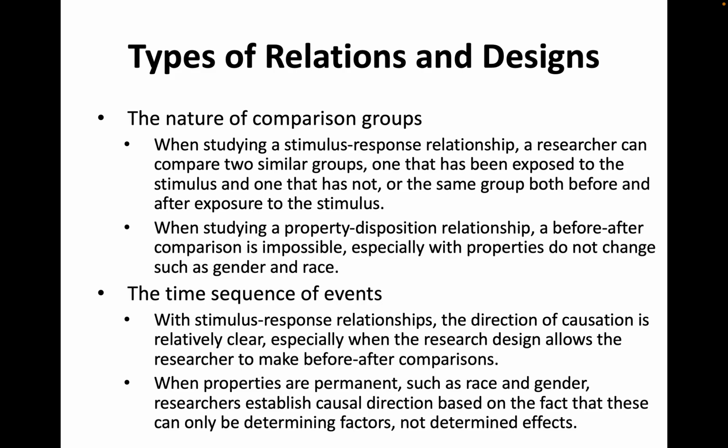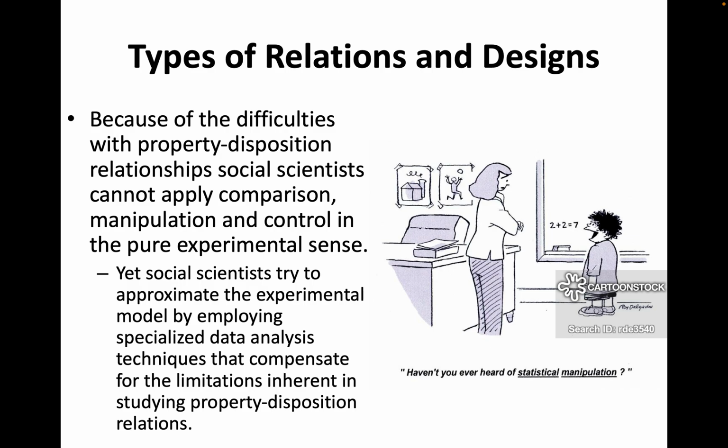The time sequence of events with stimulus response relationships, the direction of causation is relatively clear, especially when the research design allows a researcher to make before and after comparisons. When properties are permanent, such as race and gender, researchers establish causal direction based on the fact that these can only be determining factors, not determined effects. Because of the difficulties with property disposition relationships, social scientists cannot apply comparison, manipulation, and control in the pure experimental sense. Yet social scientists try to approximate the experimental model by employing specialized data analysis techniques that compensate for the limitations inherent in studying property disposition relationships.